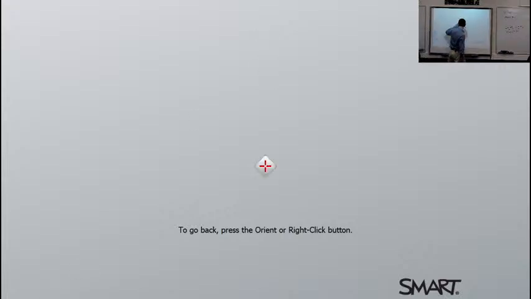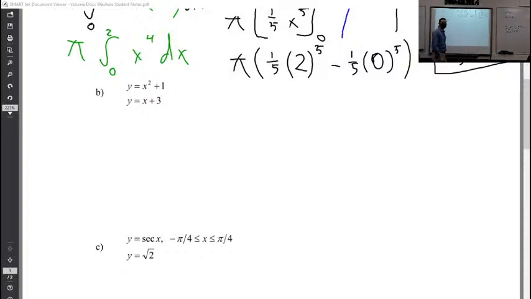The bounds of the integral were pretty easy on the first one because we just went from 0 out to 2, and that was pretty obvious. But in this case, it's a little bit trickier. You need to find those points of intersection, and I would suggest doing that by setting these 2 things equal to each other. So when does x squared plus 1 equal x plus 3? So that you know where those points of intersection are.